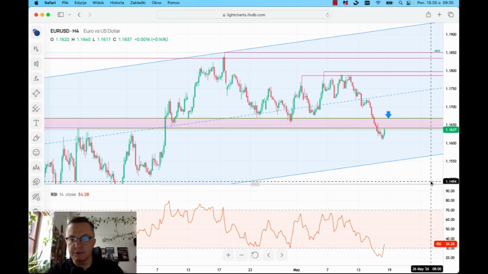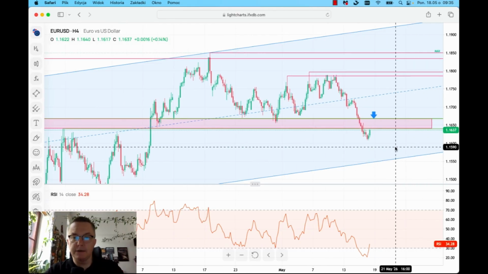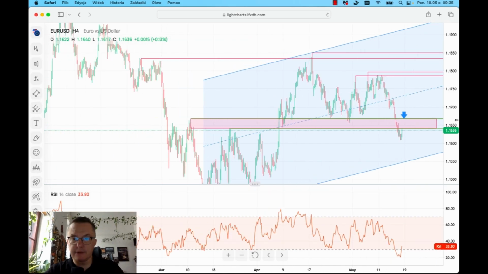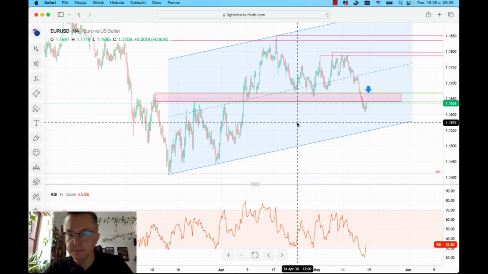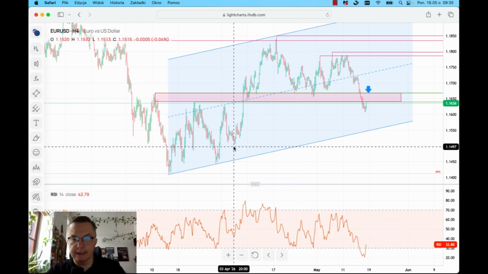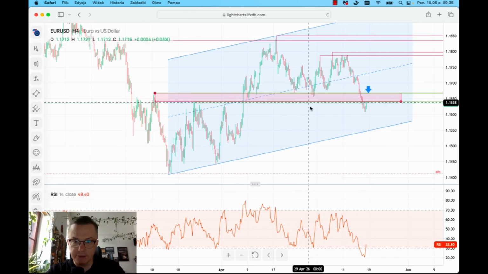Lower channel line would be around 1.1550, and then if we go out of the channel, look at this, then the situation might be a little bit difficult for the bulls, because the next target for the bears is 1.1508. So that's the current situation on the euro dollar. Quite bearish extension to the downside.